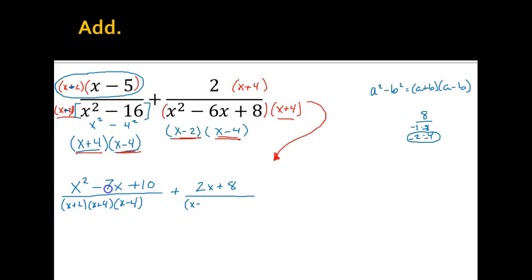Okay, so let's get that right. That's x minus 2, not x plus 2. Whew. And x plus 4 and x minus 4.